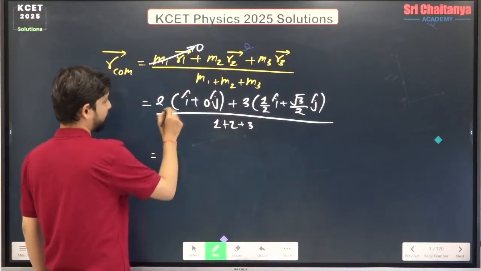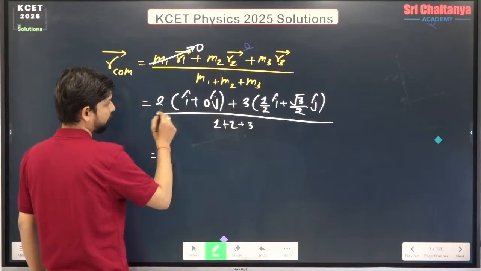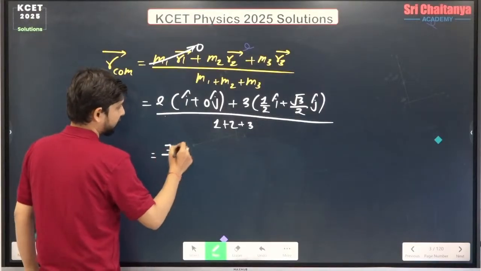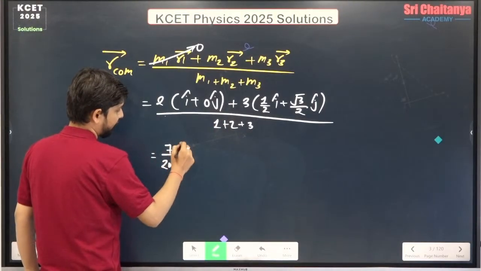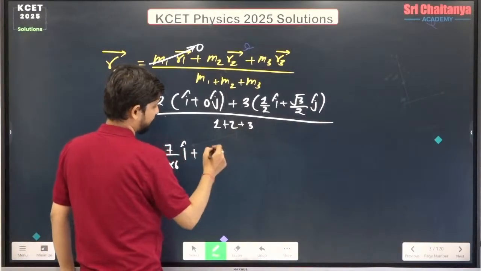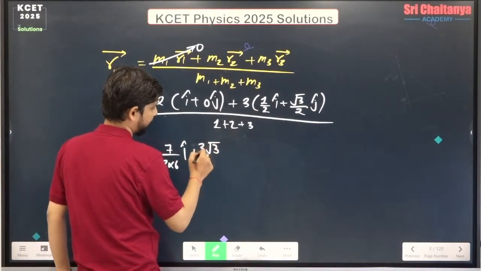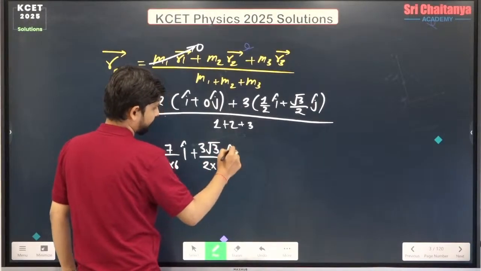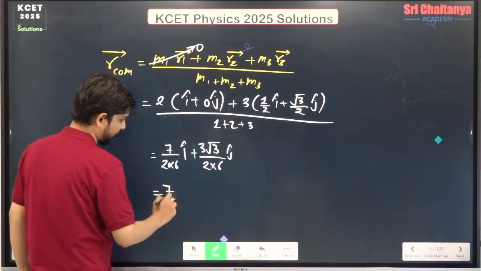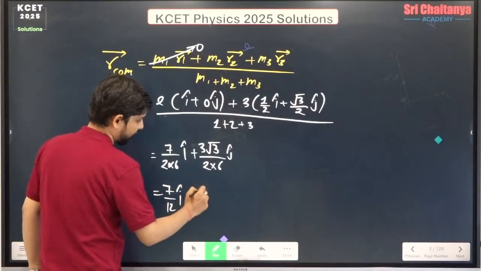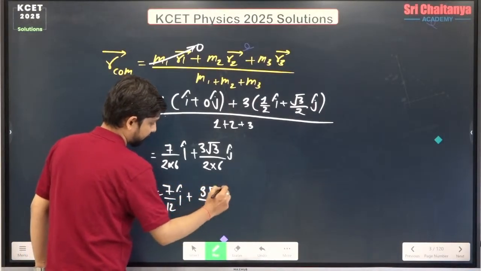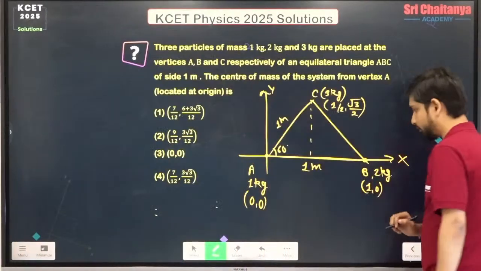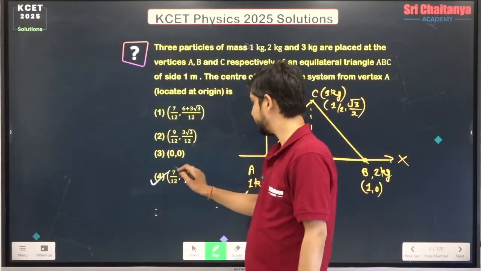So if you solve, you will get 2 plus 3 by 2, which is 4 plus 3, 7 by 2, into 6 i cap, and it is going to be root 3 into 3 by 2 into 6 j cap, since 1 plus 2 plus 3 is 6. So your final answer is going to be 7 by 12 i cap plus 3 root 3 by 12 j cap. So this is a question of center of mass. It is a very simple question, and the right answer will be the fourth option.